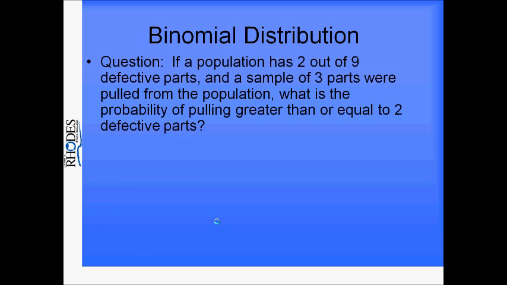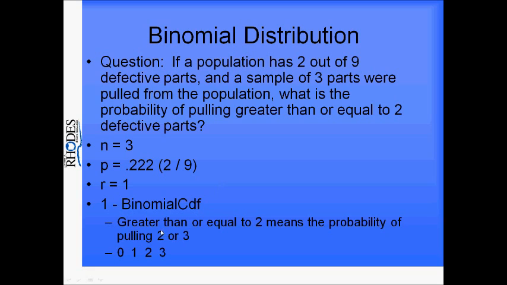Let's try another tricky one. 2 out of 9, 3, so all that's the same. Looking at greater than or equal to 2. Okay, so I'm talking about greater than or equal to. Whenever you say greater than, a lot of times that means you're going to use that 1 minus. Okay, if you see greater than, you're going to be using 1 minus. 1 minus binomial CDF. Now, when you draw it out, it means the probability of pulling 2 or 3. So that's what we're looking for in the blue box.